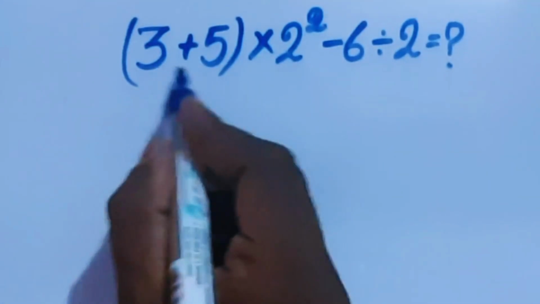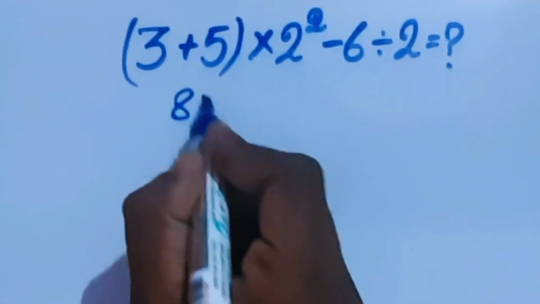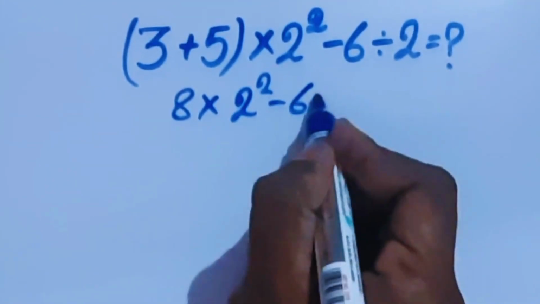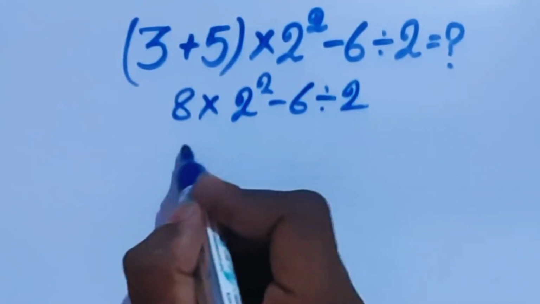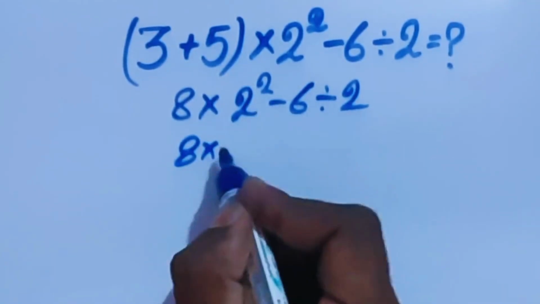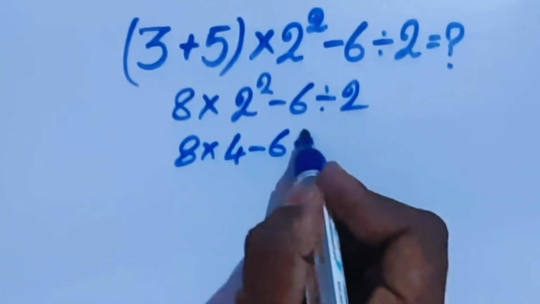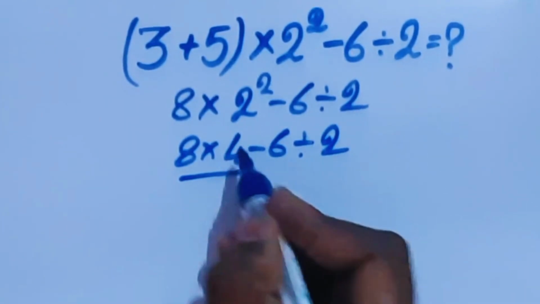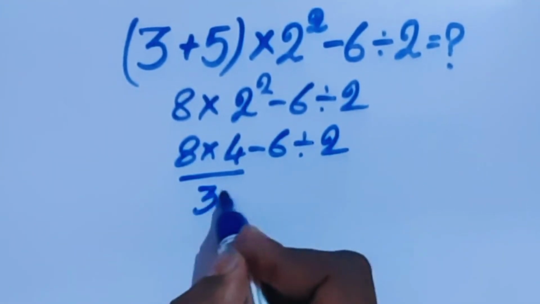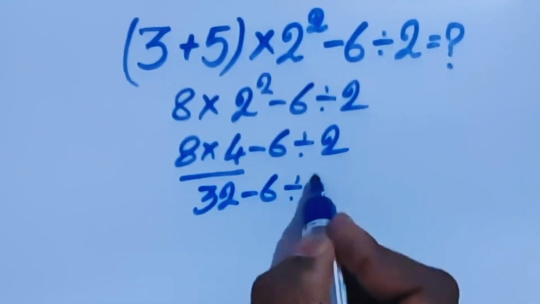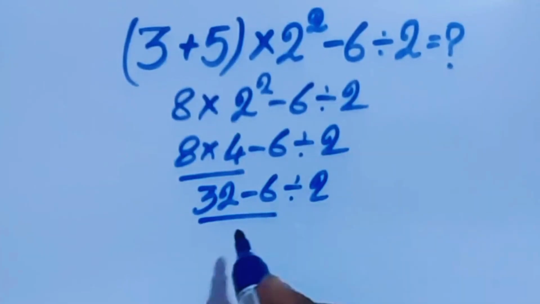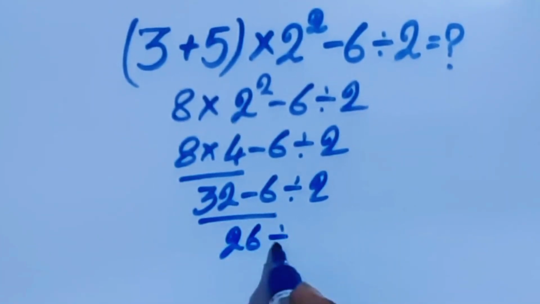Okay, here 3 plus 5 is 8 times this 2 power 2 minus 6 divided by 2. Here 8 times 2 power 2 is 4 minus 6 divided by 2. Here this 8 times 4 is 32 minus 6 divided by 2. Here 32 minus 6 is 26 divided by 2.